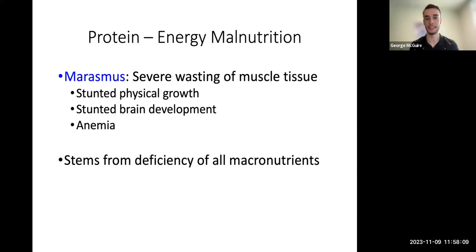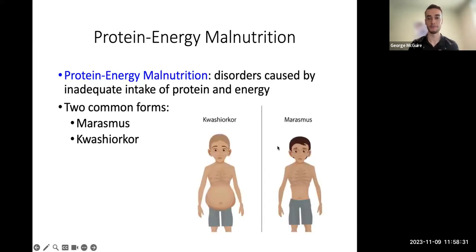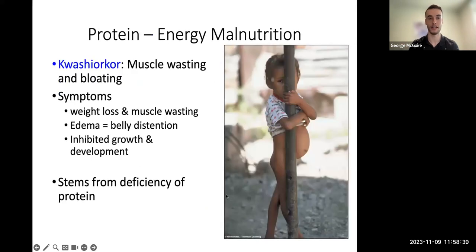So marasmus is the severe wasting of muscle tissue that can result in stunted growth overall, stunted brain development and nervous system development, and anemia. And so that is changing the shape of your blood cells. And this stems from a deficiency of all macronutrients, but is also strongly related to a deficiency in protein specifically. And so marasmus, again, looks more like this. Kwashiorkor is where we get some of that bloat or edema around our gastric system. So kwashiorkor is also muscle wasting, but also includes some bloating.